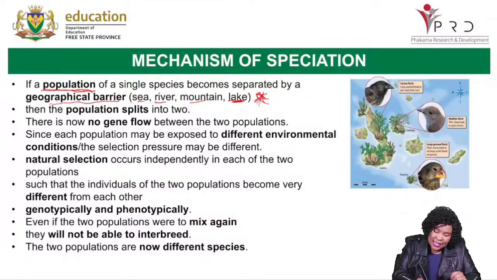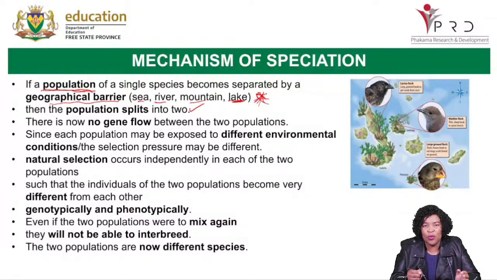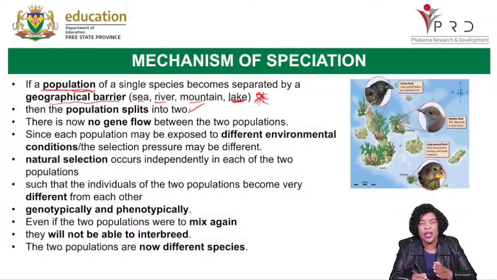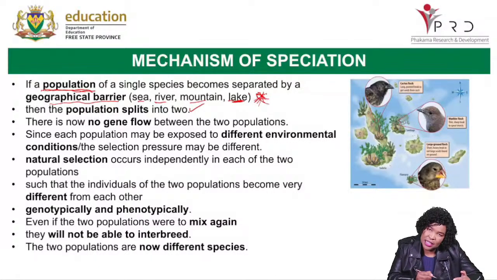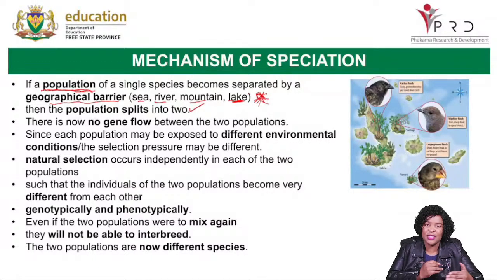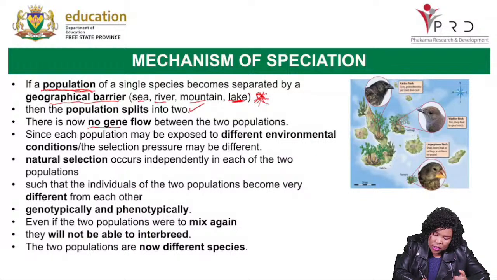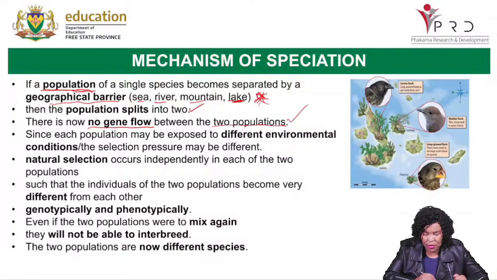Then, once there is that separation, you must write the population is going to split into two. Remember, I said once you divide or you separate something, it is going to split into two. You get a mark for just saying that the population is going to split into two. Then, once it has split into two, because there is nothing that is joining these populations together, there is no gene flow between the two populations. You get a mark for saying that. Also, you get a mark here.